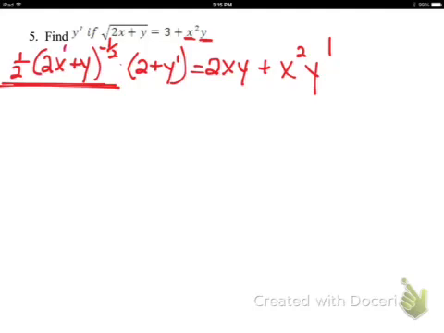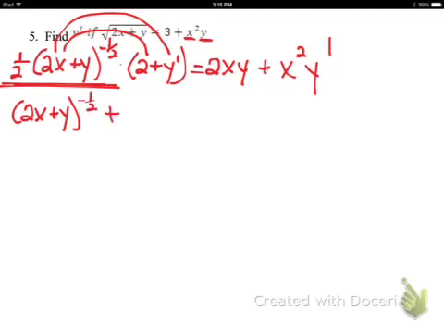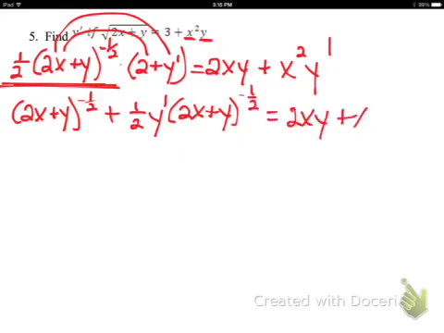Okay, so I'd have to distribute that times the 2 and then that times the y prime. So 1/2 times 2 is obviously 1. So I would just have 2x plus y to the negative 1/2 plus 1/2 y prime times 2x plus y to the negative 1/2 equals 2xy plus x squared y prime.